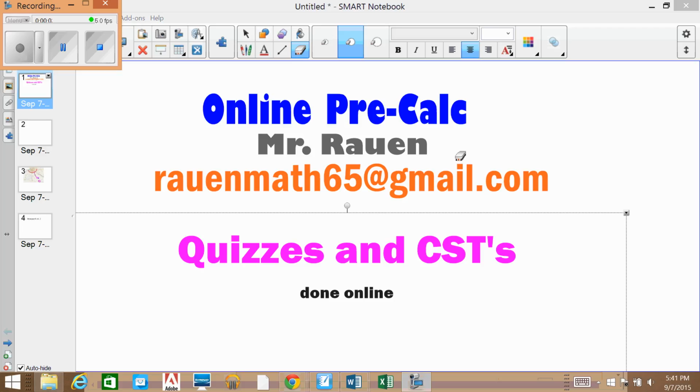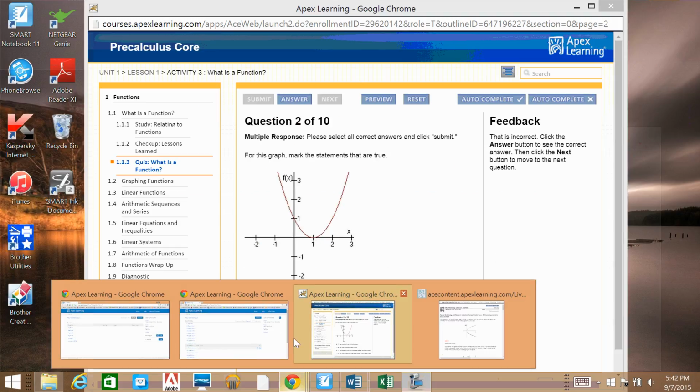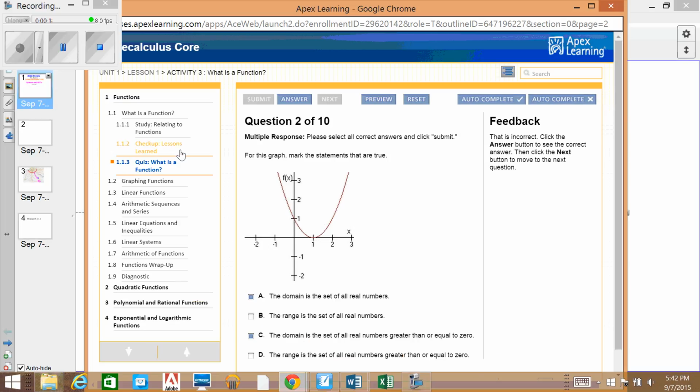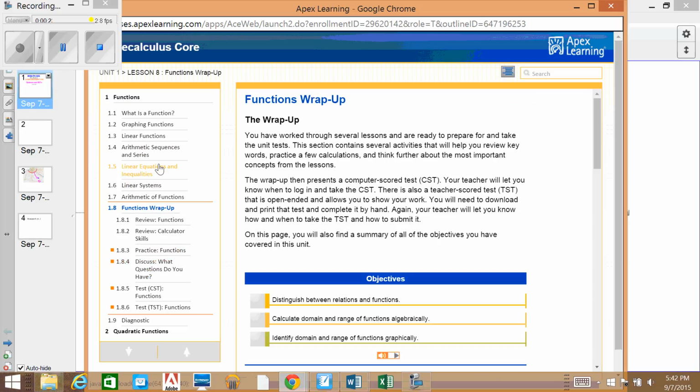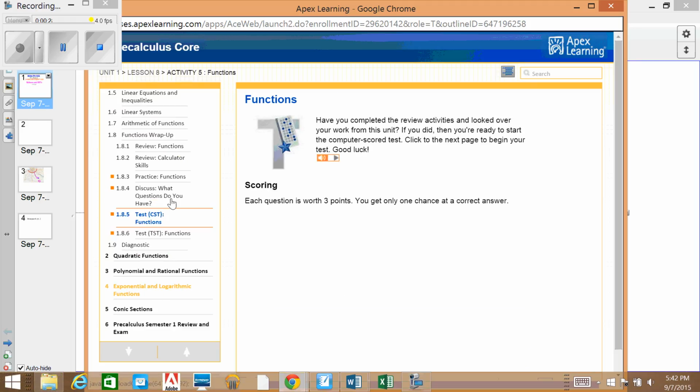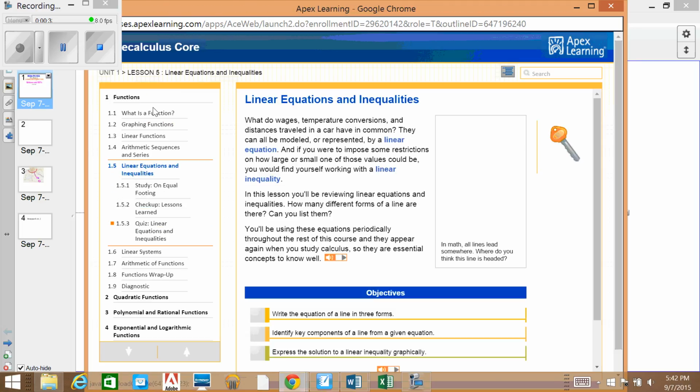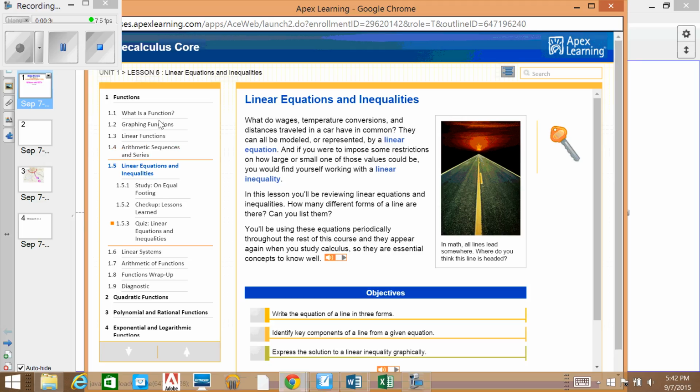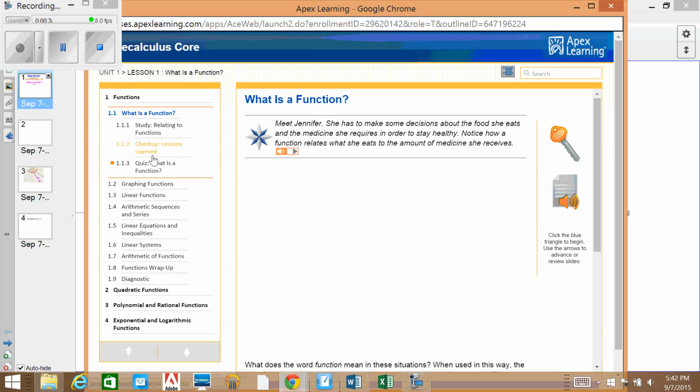Once you've completed a section's homework, then it's on to the quizzes, and once you've completed all of the sections in a unit, then it is on to the computer-scored test. Those are found in the same areas as the lessons, and the tests are found here in the functions wrap-up. For both of them, here's the computer-scored test, and in each one of these sections, it is the third thing that you need to do. It's called the quiz. We will go up here to the first one.